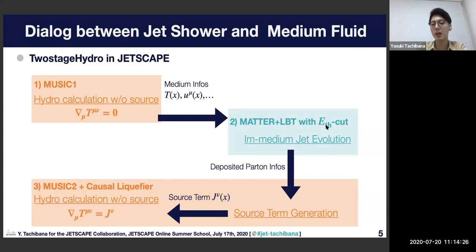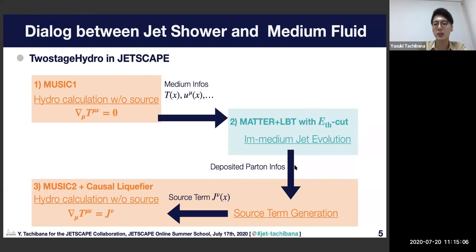And here, when you use this two-stage hydro option, we can set the energy cut for particles. So if you find partons in the jet below the energy cut, we need to generate a source for them. So we store the information of the deposited parton patterns, and then we do the last simulation. The last one is hydro simulation with causal liquefier.